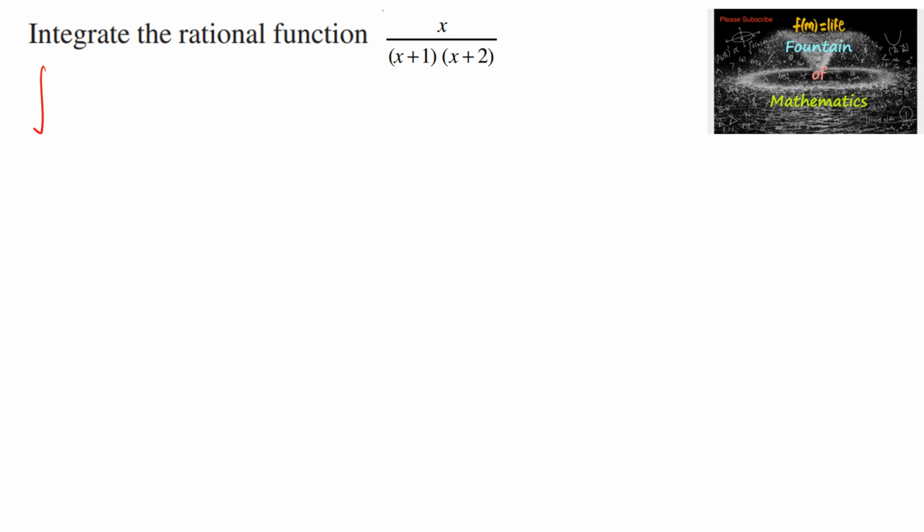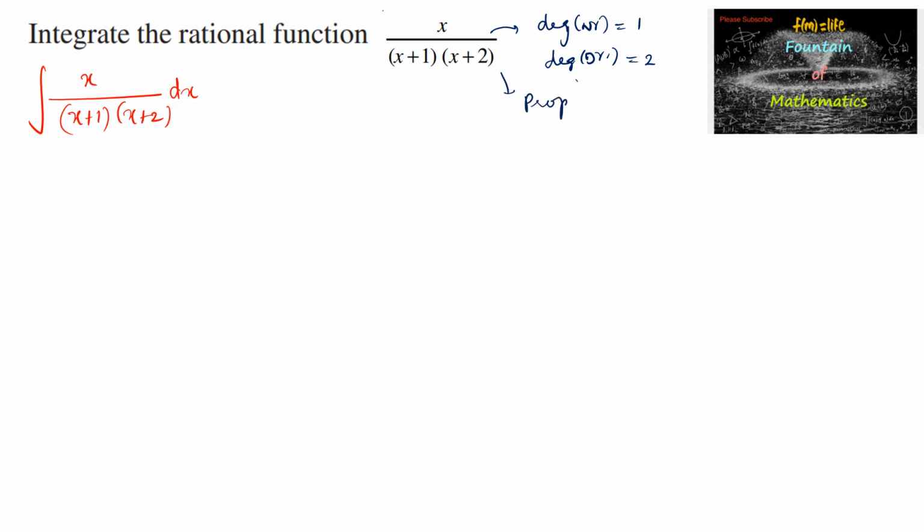Integrate the rational function x upon (x plus 1) into (x plus 2) dx. We can see that in this rational function the degree of the numerator is equal to 1 and the degree of the denominator is 2, so we can say this is a proper fraction. One is less than 2, so it is a proper fraction.